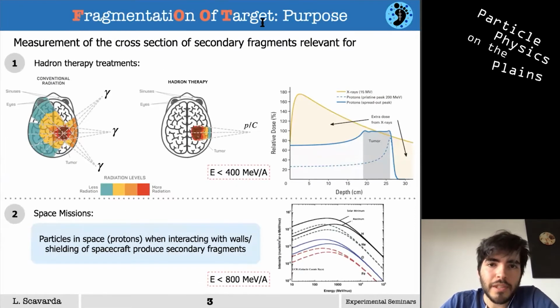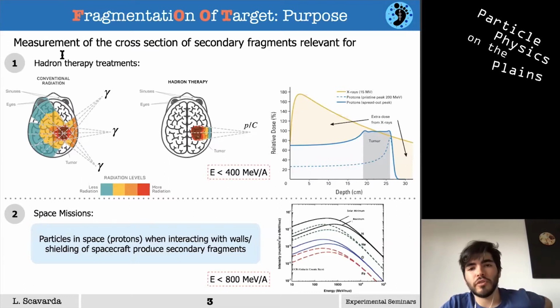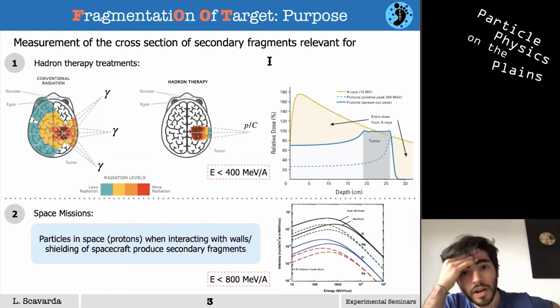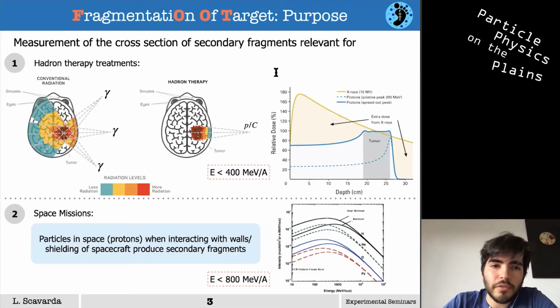Okay, FragmentatiOn Of Target, or FOOT, is a nuclear physics experiment, and it wants to measure the fragmentation cross-section of secondary fragments created in the interaction between a primary beam and a fixed target. These measurements will be relevant for 2 main topics, for the hadron therapy and also for the space missions. Okay, just some words about the hadron therapy.